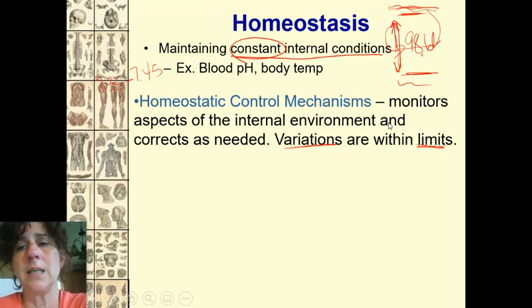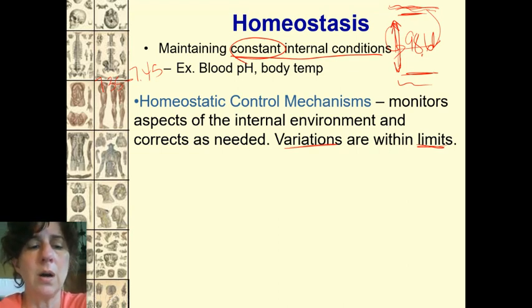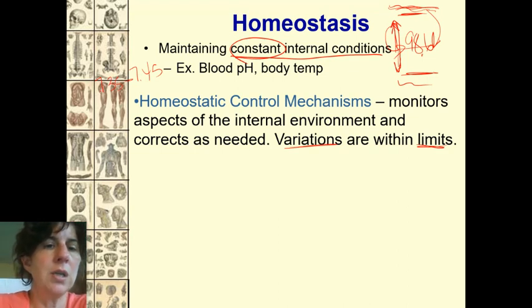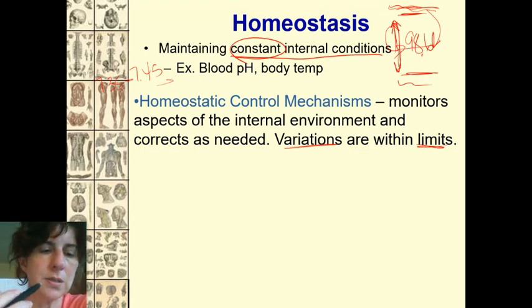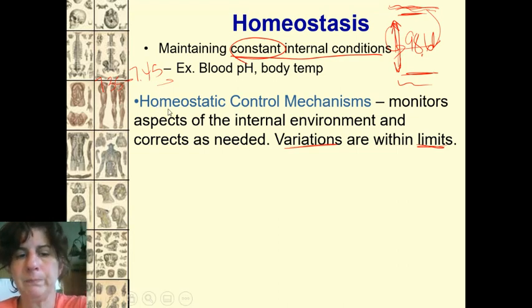If you do go outside that limit, you risk damage. If I get too hot, I'm going to start damaging my cells. If my blood pH gets below 7.35, it's not quite in the acidic range, which is below 7, but it's moving towards the acidic range. Whereas if it gets above 7.45, it's getting too basic, and that's going to do damage to the cells and to how the cells work.